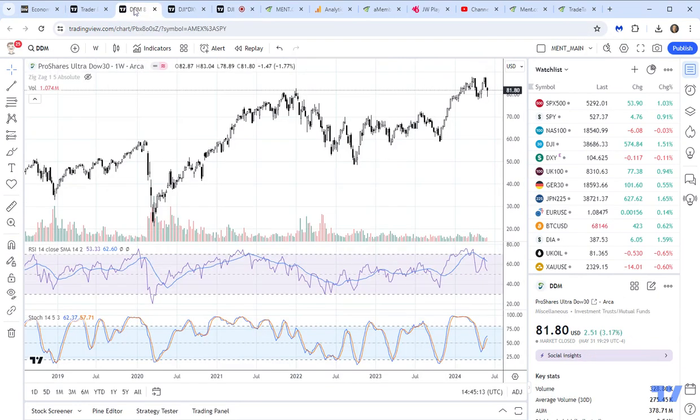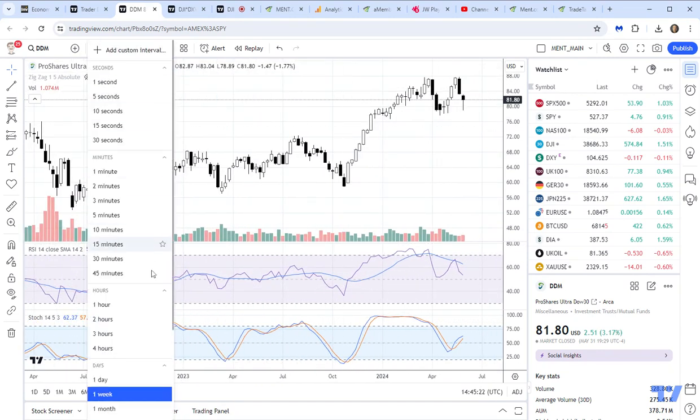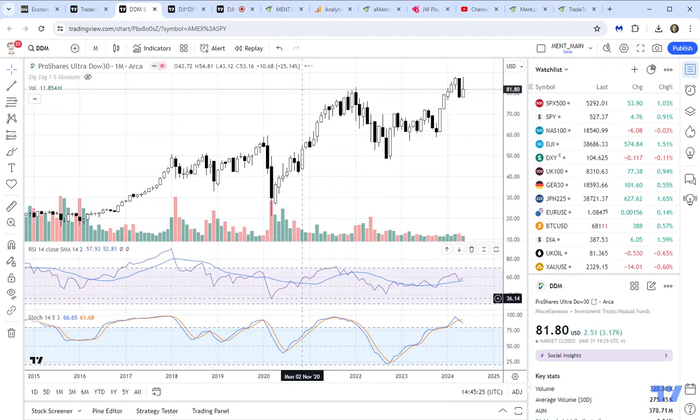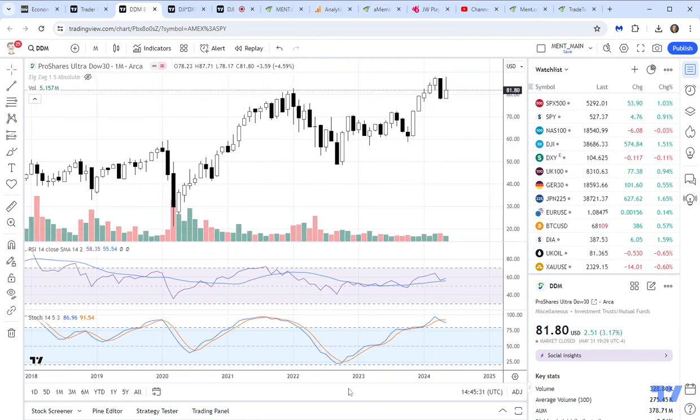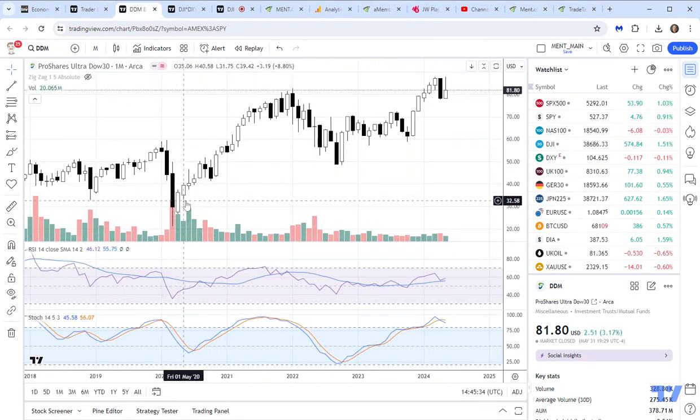So we're going to come back over here. We're going to go to a blank chart on DDM, which is the Ultra Dow 30, and we're going to start taking a look at this from a standpoint of monthly data. Why monthly? Because monthly is critical to understanding longer term data. So we've had the COVID pullback here. We've seen the big rally. We've seen the downward trend. And now we're going to see this move higher.